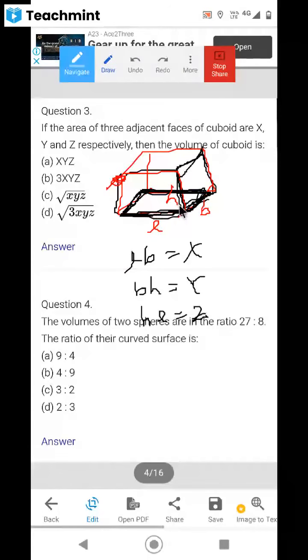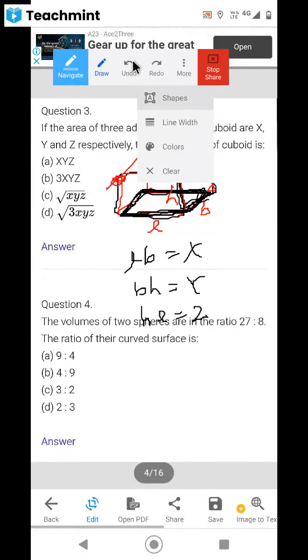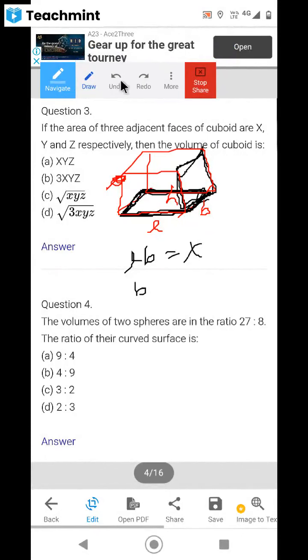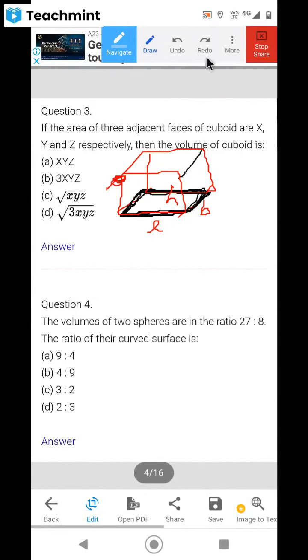I hope everybody is able to understand this. LB is equal to X, BH equal to Y, and HL equal to Z. Okay, so let me write that one more time so that it becomes very clear to you. I hope you understood whatever I have explained. So let me write them here. What are they? LB is equal to X, BH is equal to Y, and HL is equal to Z.